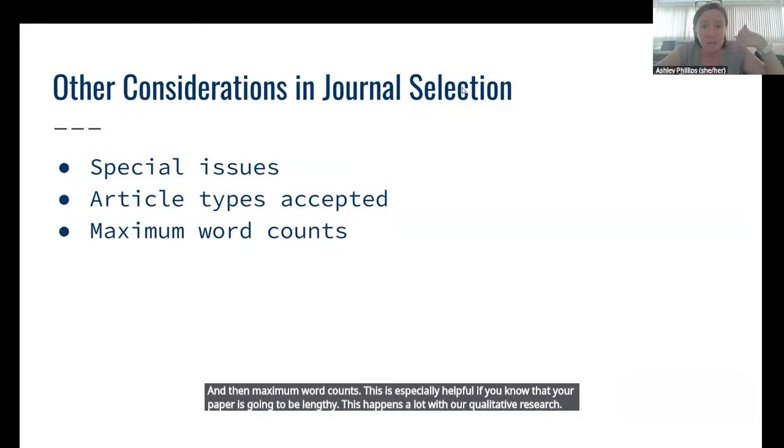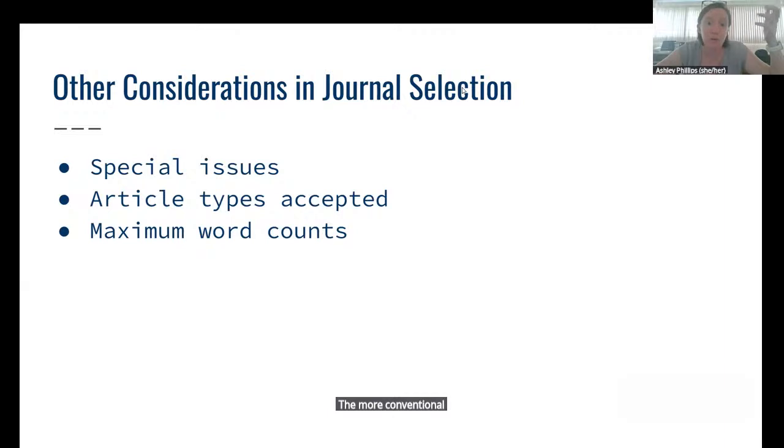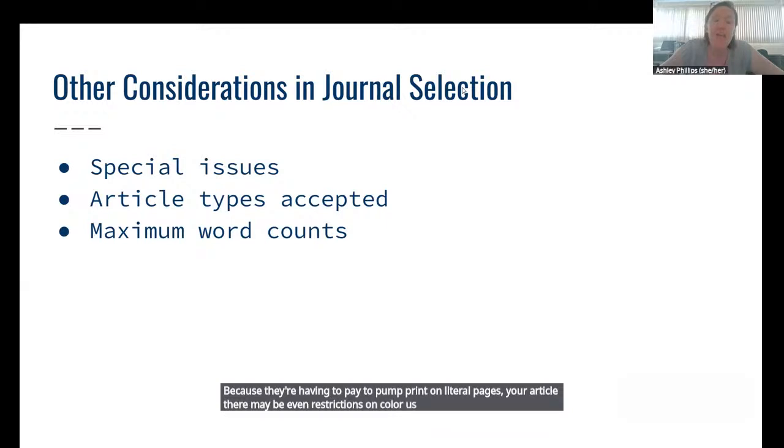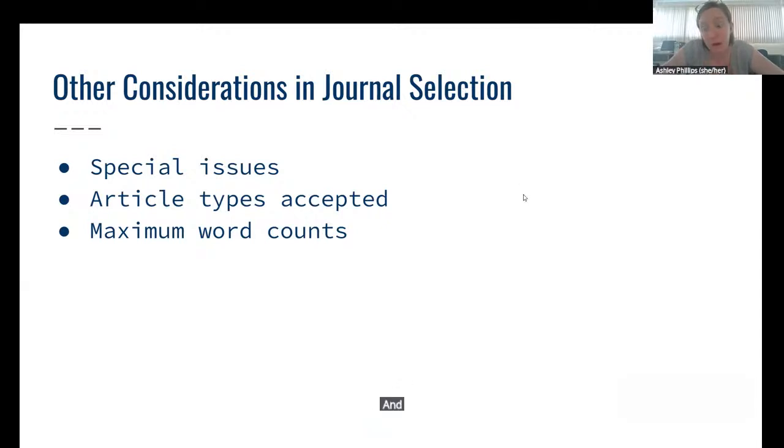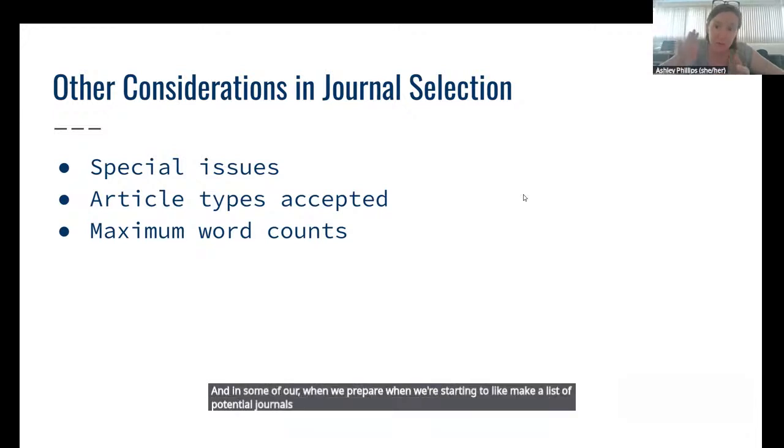The more conventional print journals often have smaller word counts because they're having to pay to print your article on literal pages. There may even be restrictions on color usage and figures. So it's important to read the instructions for authors if those kinds of issues might come up for you. And when we're starting to make a list of potential journals, if it's relevant to our case, we're going to note that when we find the potential journals.